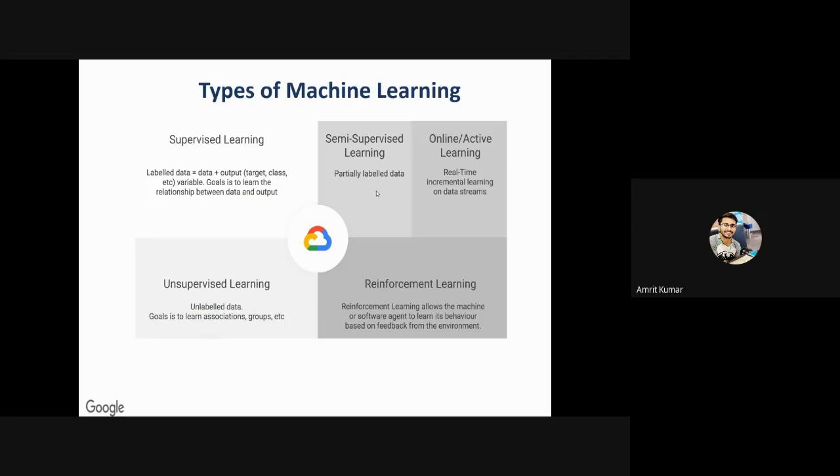Now, the last and final is reinforcement learning. Reinforcement learning allows the machine or software agent to learn its behavior based on feedback from the environment. As we can already see, companies like Tesla have made tremendous advancements in automatic vehicles, and automatic vehicles are examples of reinforcement learning only. So make sure about that it's reinforcement learning, and we are using machine learning in day-to-day life right now.